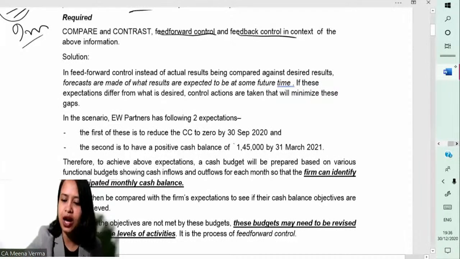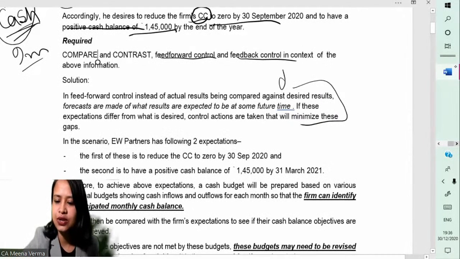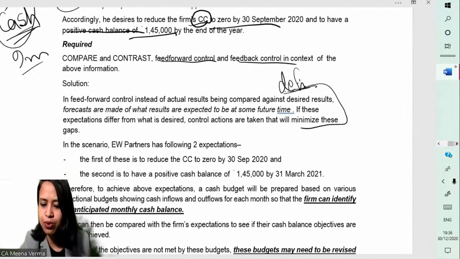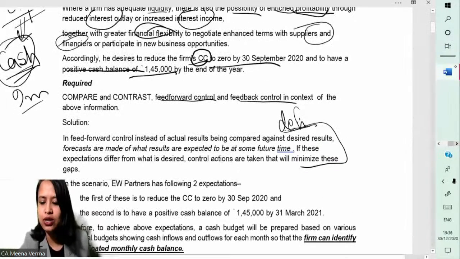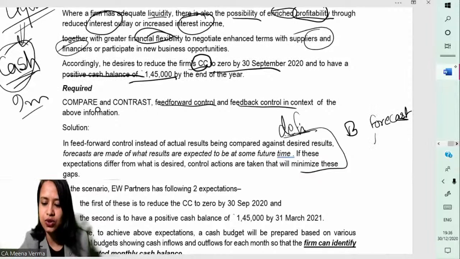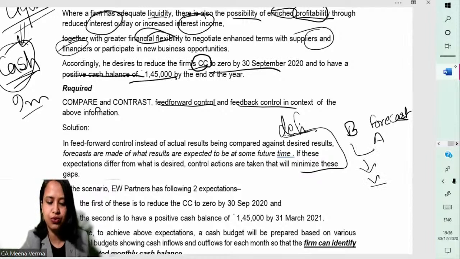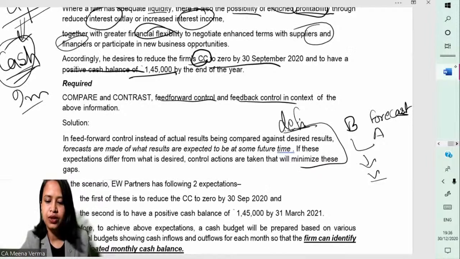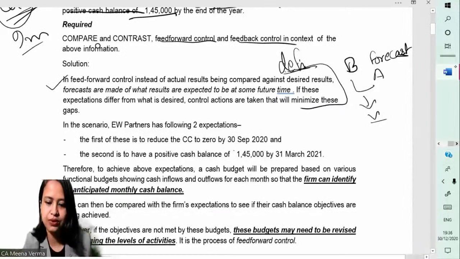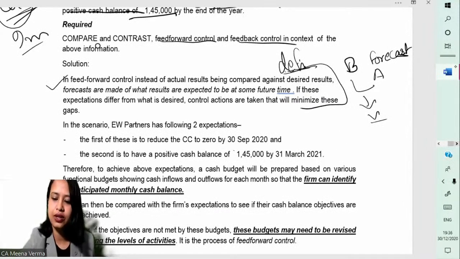First, give them the definition. Tell them what the feed forward control system is. In case of feed forward, you prepare the budget, you forecast the actual performance, then you find the variance at this place and try to find out ways to improve these variances. First, explain what this feed forward control system is. Tell them, this is feed forward control.